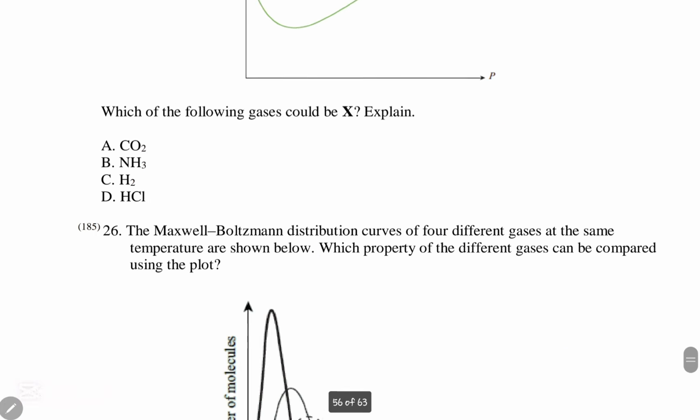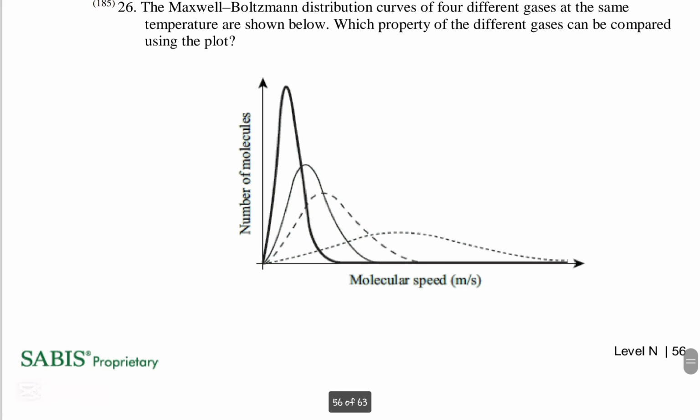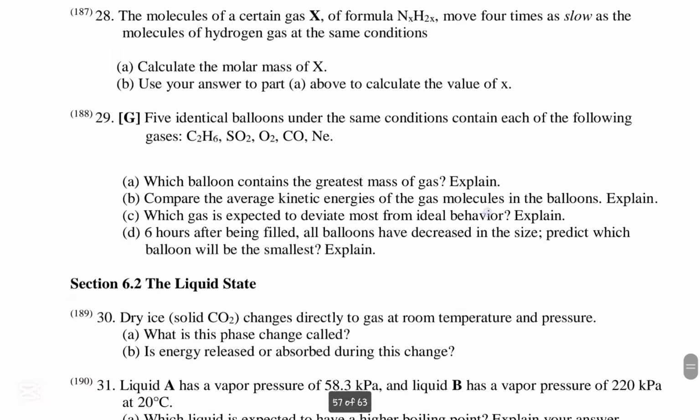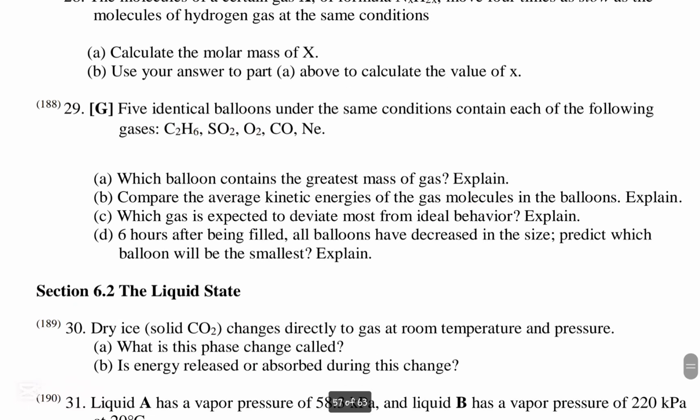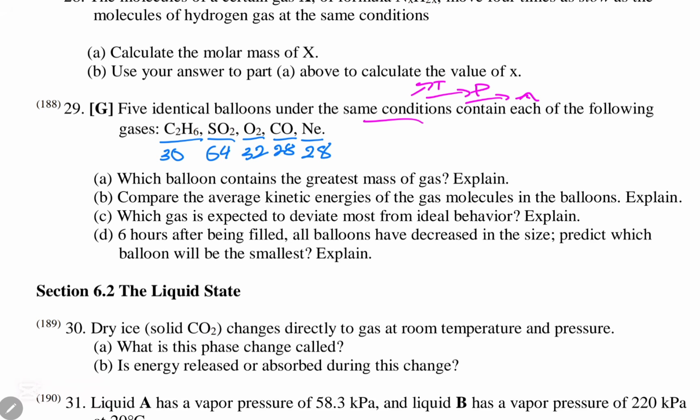Now, the last question we have, we don't have 25, we don't have 26, but we do have question 29, this question over here. 5 identical balloons under the same conditions, that means same temperature, same pressure, same number of moles, each contain the following gases. They contain C2H6, which has a molar mass of 30, SO2 has 64, O2 is 32, CO is 28, and neon is also 28.